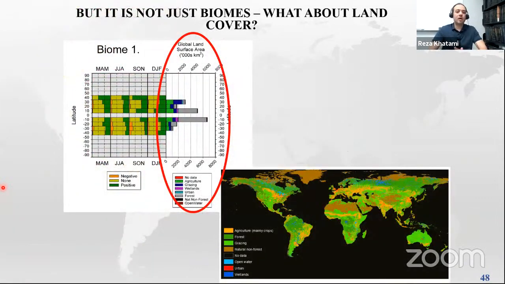In addition to the biomes, we look at the land cover and different latitudes. So we created some charts that show the proportion of negative, positive, and negative significant, positive significant, and no significant pixels of each biome for different seasons and for different ranges of latitude. We also quantified the proportion of land cover within each biome for different ranges of latitude.